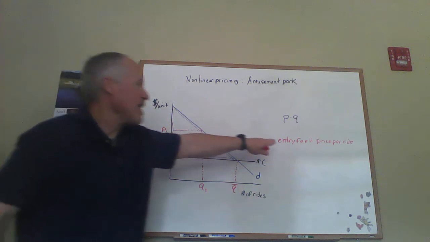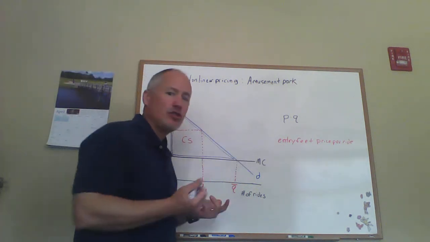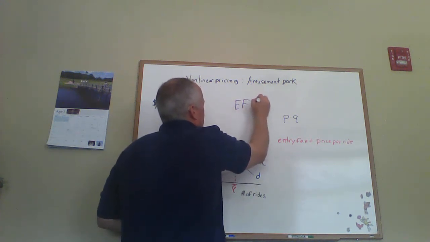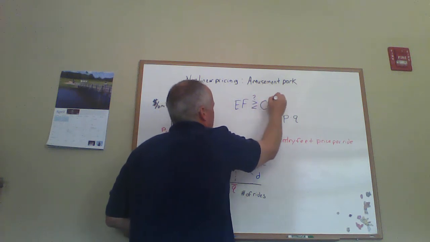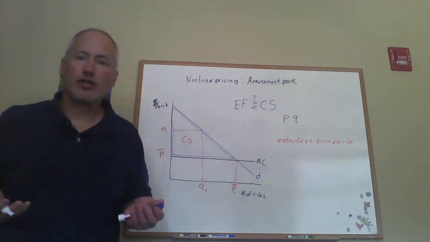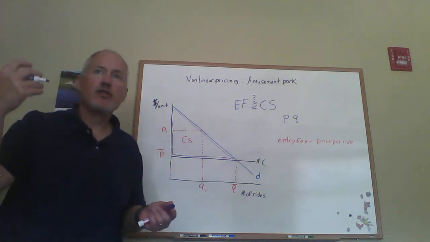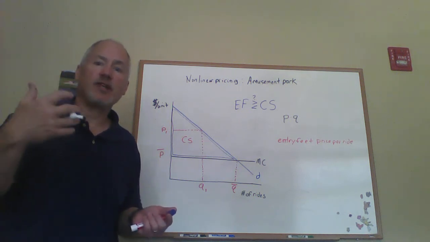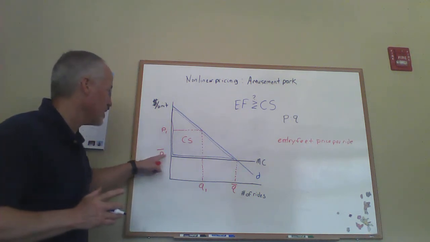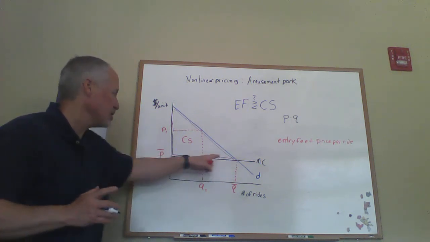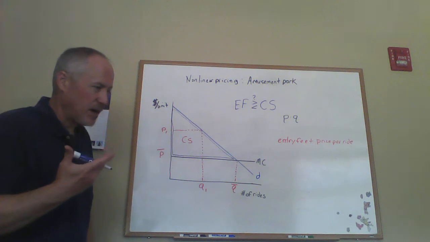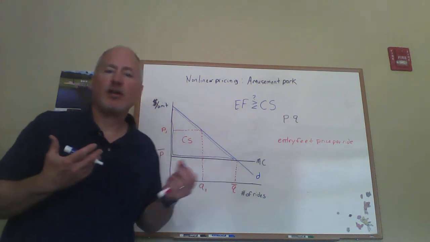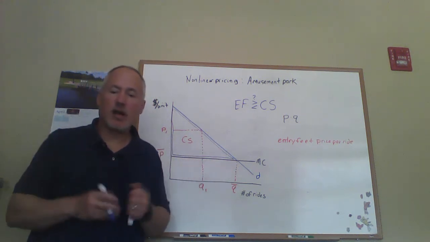So if you face the entry fee, then from the consumer's standpoint, you would ask: is the entry fee greater or less than your consumer surplus? If the entry fee is less than or equal to your consumer surplus, then you'd be willing to pay the fee to get in, because you know you're going to pay the fee to get in, and then you're going to be charged P bar dollars to ride the rides once you get in. So this is how a consumer would make this decision.